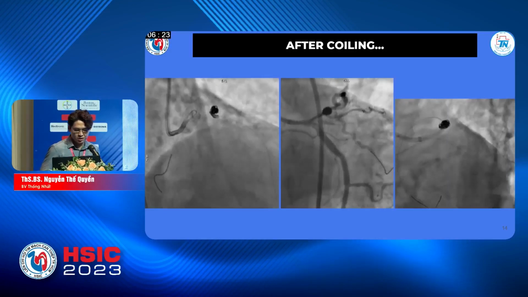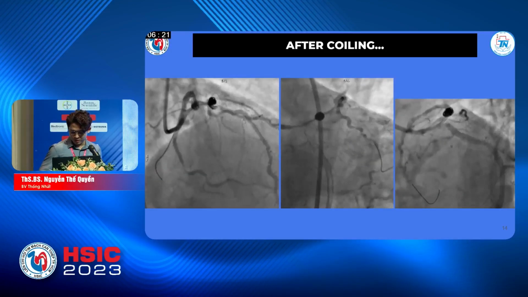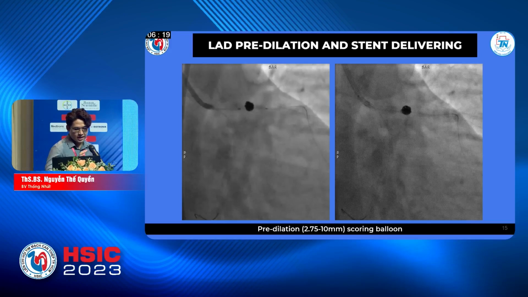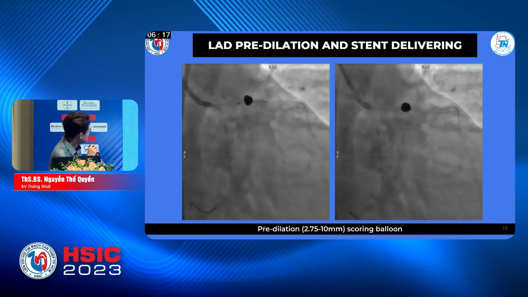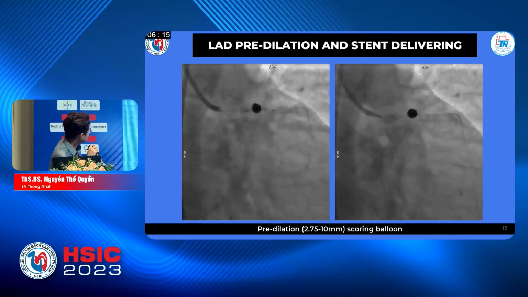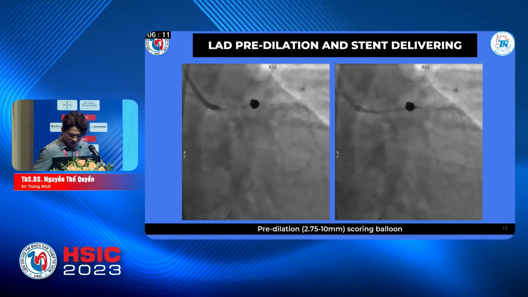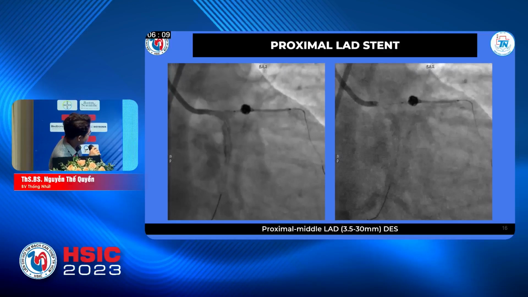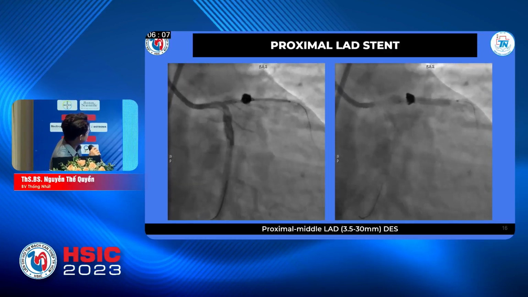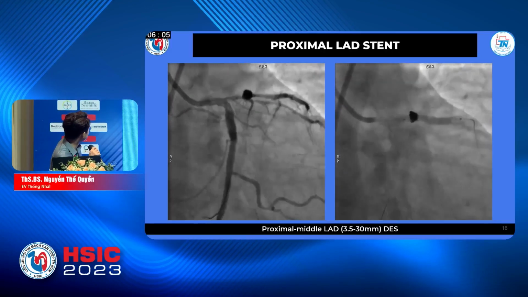The next step is to put a stent to the left main LAD lesion. First, we pre-dilated the lesion with a 2.75 scoring balloon. A 3.5 DES is delivered to the proximal part of the LAD.